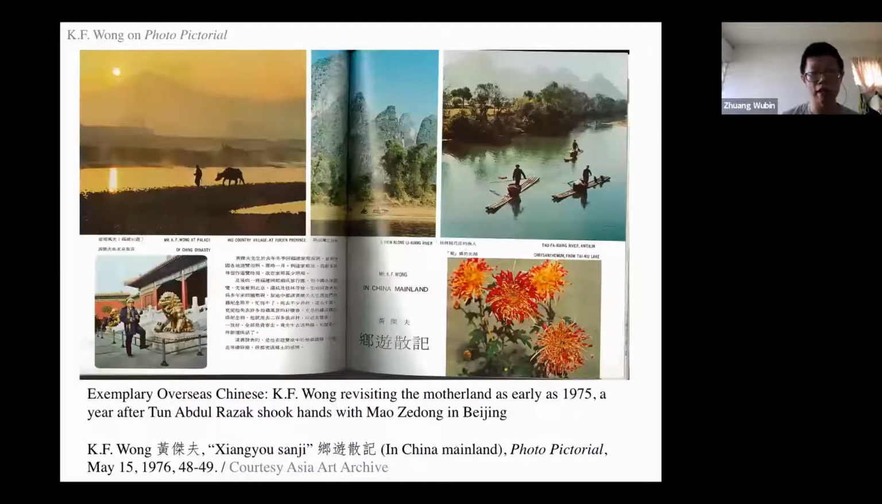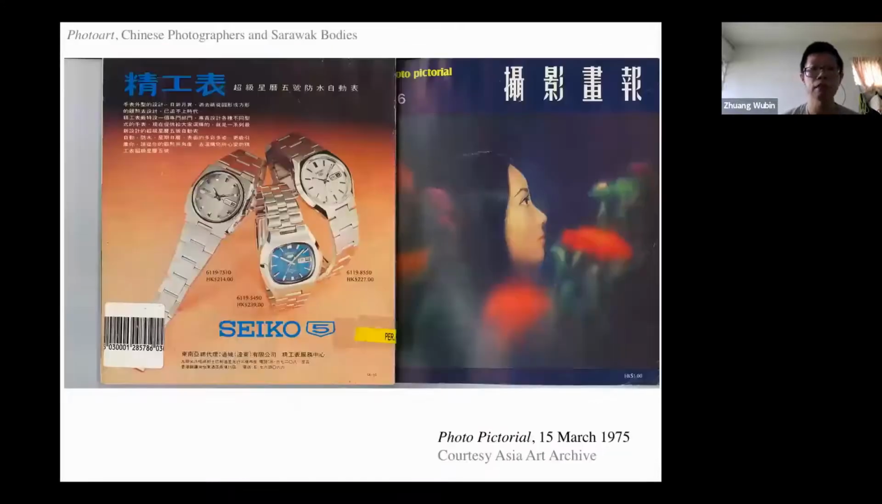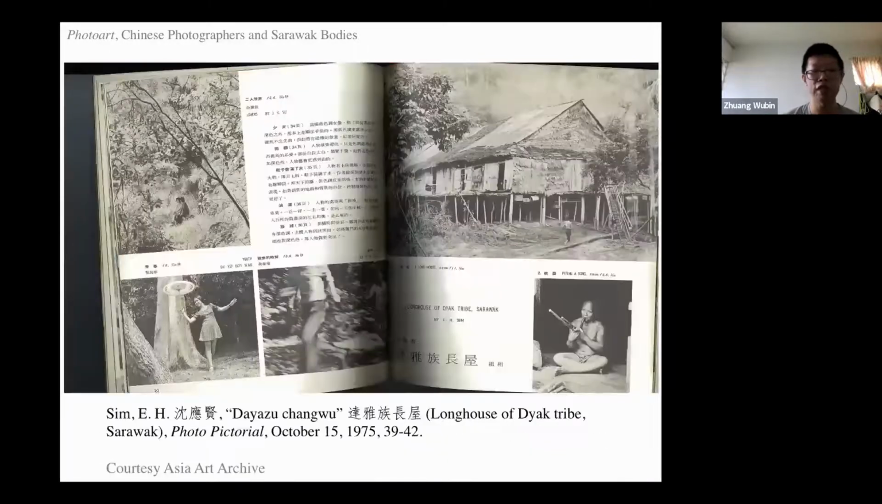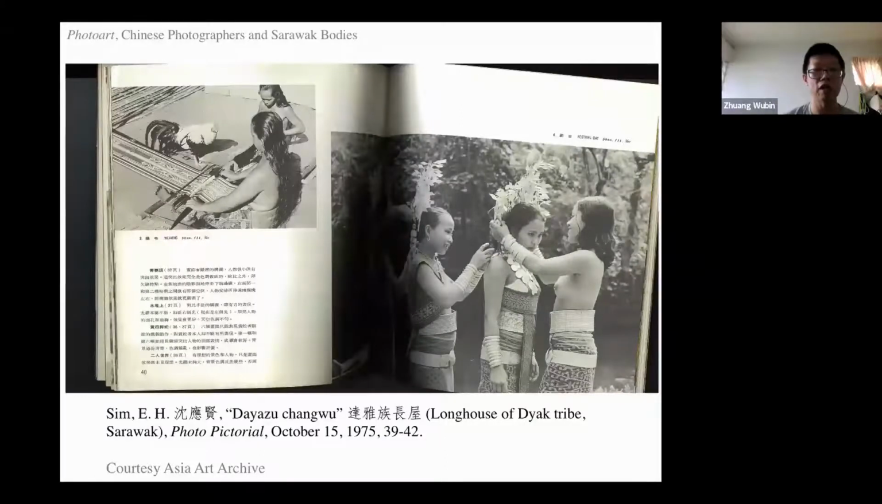And also, he was the exemplary overseas Chinese, right? He revisited China as early as 1975, just one year after the resumption of diplomatic relationships between Malaysia and China. And of course, a lot of the Sarawak photographers, seeing his example, followed suit. So they submitted a lot of images of indigenous bodies and people into Photo Pictorial. There are plenty of such examples, and I will not elaborate.